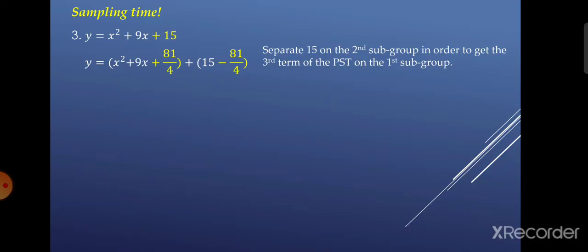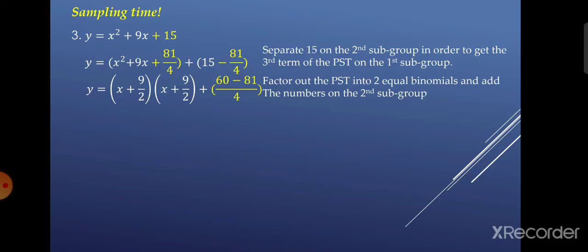Since the given third term is positive 15, we use plus minus. So, plus 81 over 4 minus 81 over 4 in the second subgroup. Okay, take note of that. Next, second step.